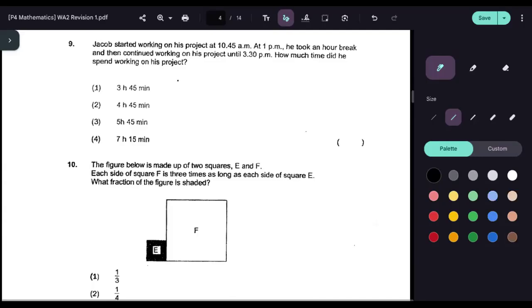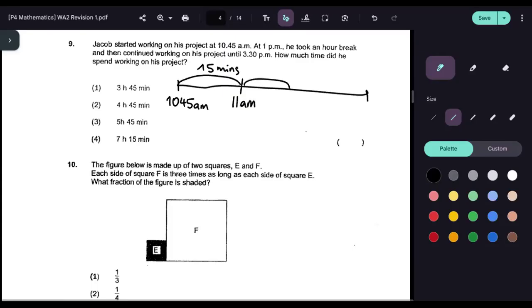Okay, for this one, timeline, we have 10:45 a.m., right? We know that at 1 p.m. he took a lunch break. So first, we can jump, skip 15 minutes. It will be 11 a.m. Another 2 hours will be 1 p.m. Then he took a 1 hour lunch break. This one doesn't count. He took a 1 hour lunch break, which will not count.